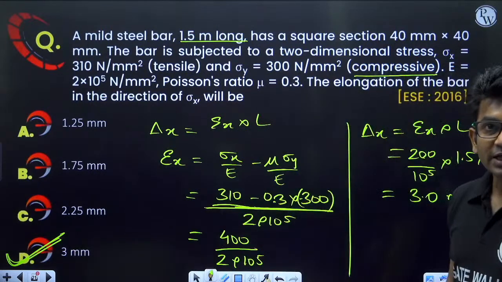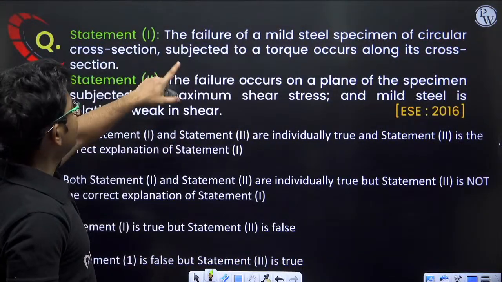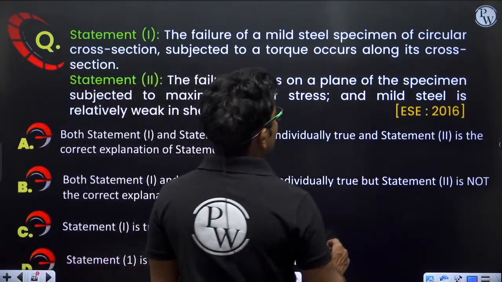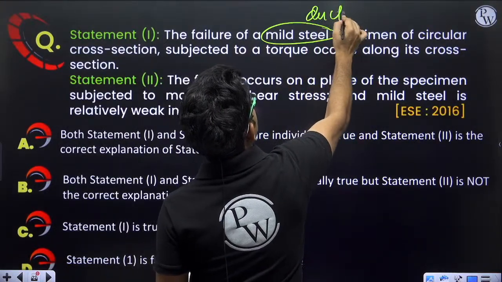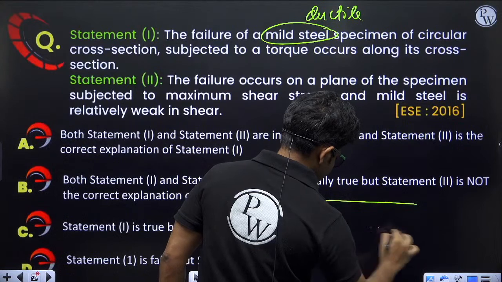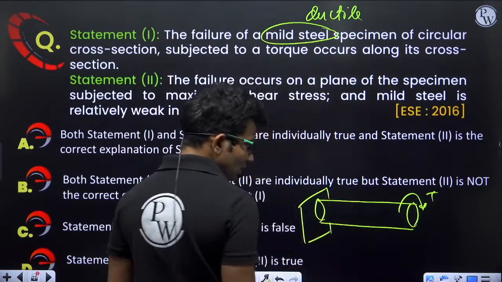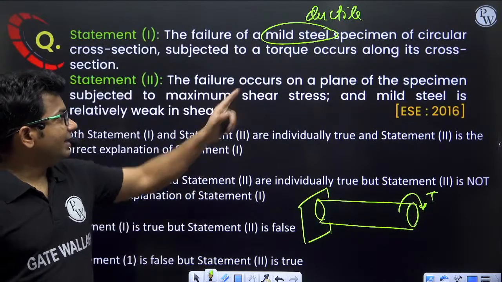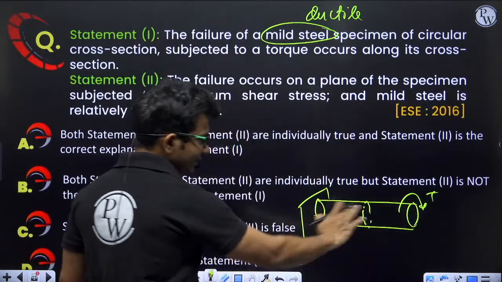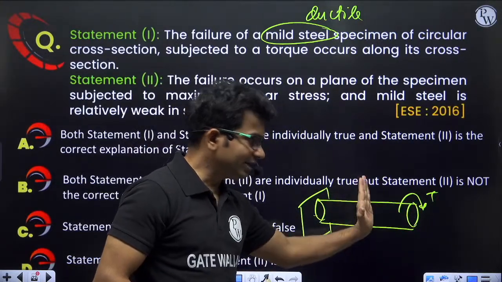Yes. Next, statement 1. The failure of a mild steel specimen of circular cross section subjected to a torque occurs along its cross section. Mild steel is a ductile material subjected to a torque. So how will be the failure of this shaft? When a ductile shaft is subjected to torque, it will be subjected to pure shear, and ductile material is weakest in shear, and shear stress will be maximum at the plane 90 degree to the axis. So the failure will be at the plane perpendicular, or along the cross section.